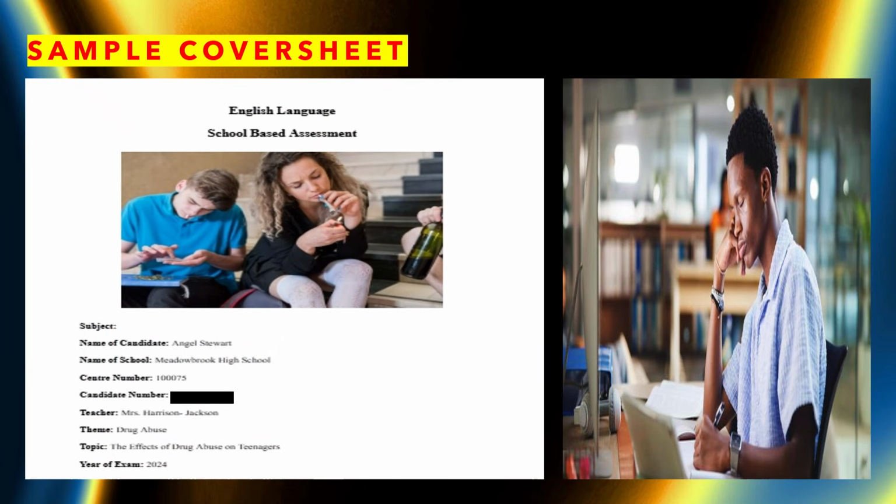Here is a sample cover sheet, and it reads English Language School-Based Assessment. It is from one of my past students, and the name of the candidate here is Angel Stewart, and the name of the school, Meadowbrook High School, center number 10075. So all schools are given a center number, okay? So that is the number that you will add there, okay? Then, of course, you have the candidate's number, which I will not reveal for privacy's sake.